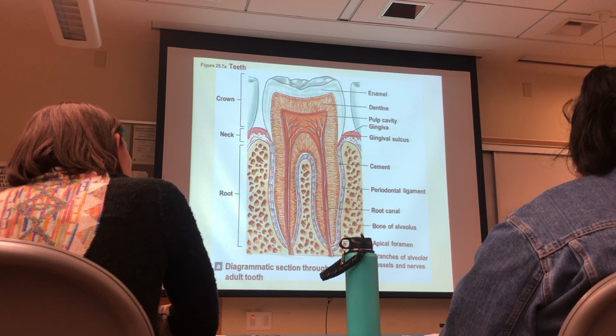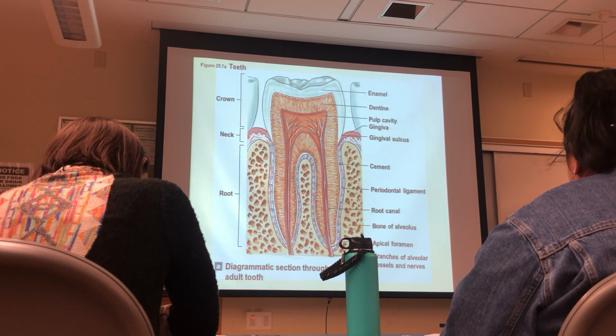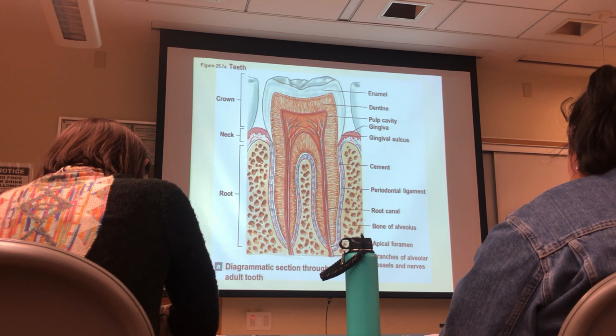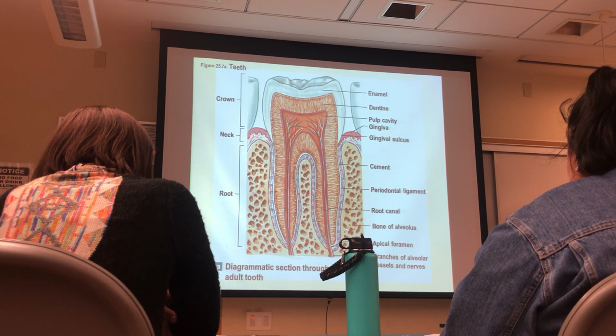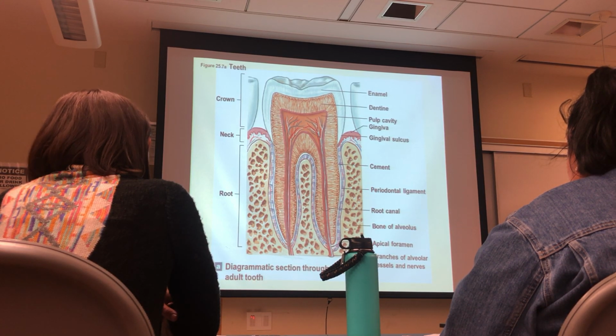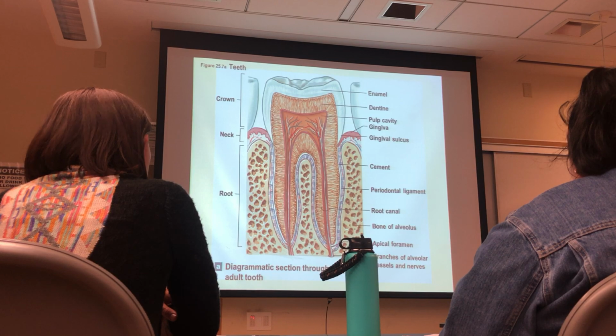Lastly, we'll talk about the cementum. Cementum, or cement, is the substance on the root of the tooth which ties into the periodontal ligament. Again, this looks familiar because we talked about this in the joints, the tooth and socket joint, gomphosis. You can lose teeth because the periodontal ligament is soft tissue. You can destroy it with an infection.